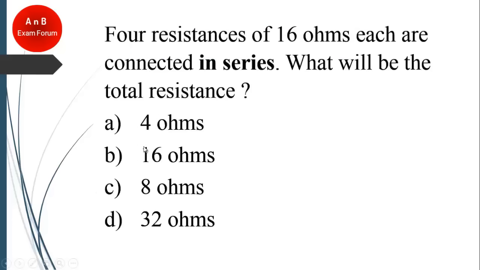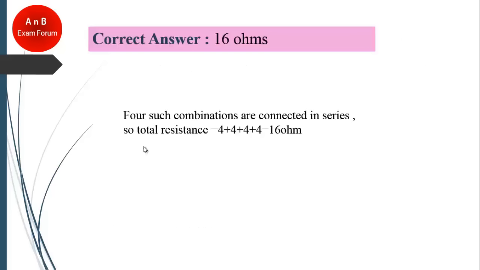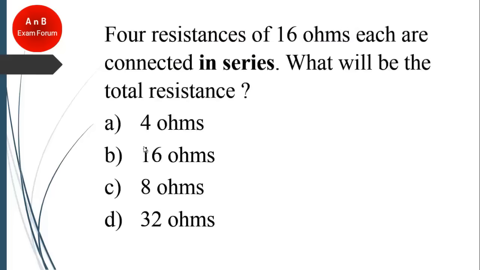It is similar to the previous question but here they are asking in series. So what will be the solution? If there are 4 resistances connected in series, you add all these resistances, and that will be the total resistance of the circuit. So here the correct answer is option B, 16 ohms.